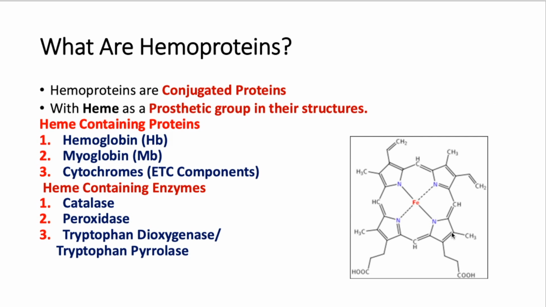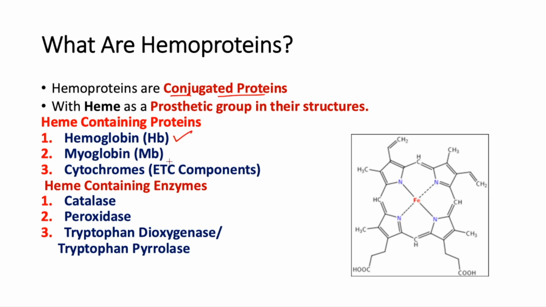Let's now talk about the most important proteins. These are hemoglobin and myoglobin. So first of all, let's talk about that. What are heme proteins? Heme proteins are basically conjugated proteins with heme as the prosthetic group in their structure. Heme containing proteins are hemoglobin, myoglobin and cytochromes. Heme containing enzymes are catalase, peroxidase, tryptophan dioxygenase or tryptophan pyrrolase.